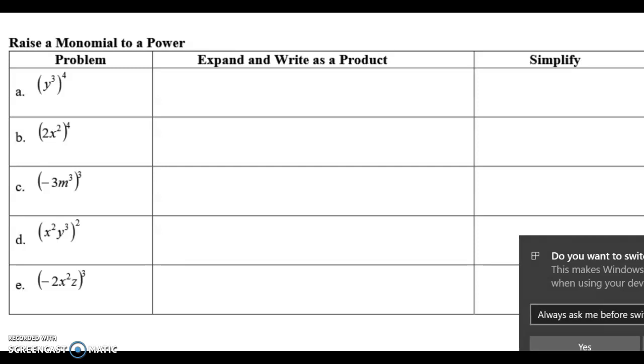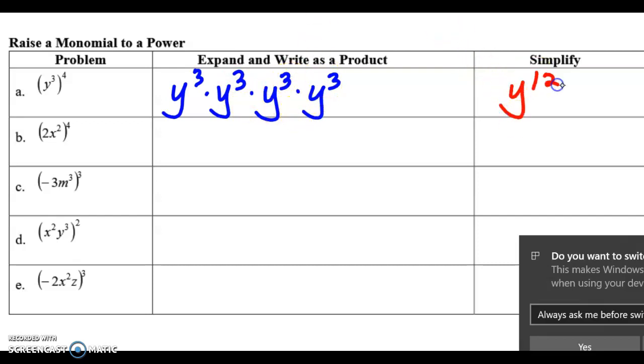Okay, in these examples, we're taking a monomial and raising it to a power. So you're just going to remember what we've always learned about exponents: if we have y to the third raised to the fourth power, what that means in expanded form is y to the third times y to the third times y to the third times y to the third. So I have 3, 6, 9, 12 y's. So that is y to the 12th.